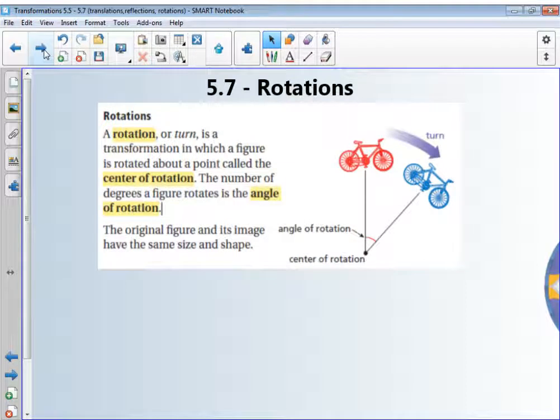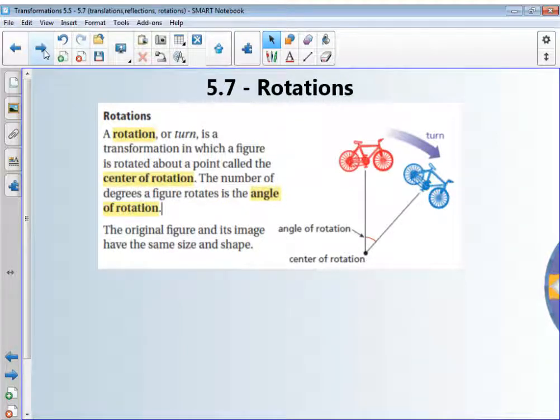Okay, today we're going to be working with rotation. So far we've worked with two different forms of transformations. The first one was a translation, which was a slide. The second one was a reflection, where we flipped our figure over a line of reflection. And today we're going to work with rotations.